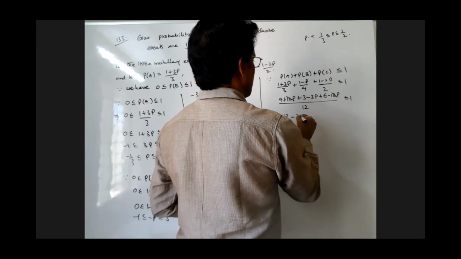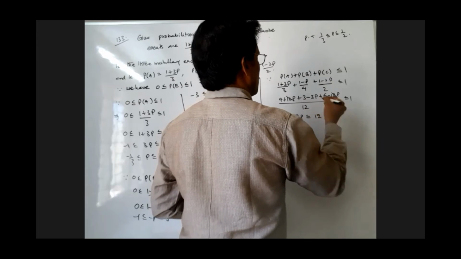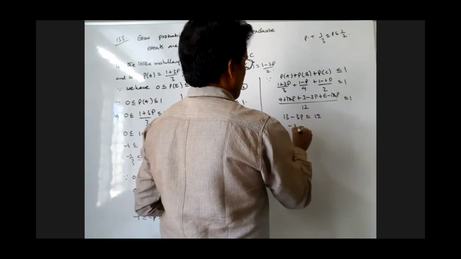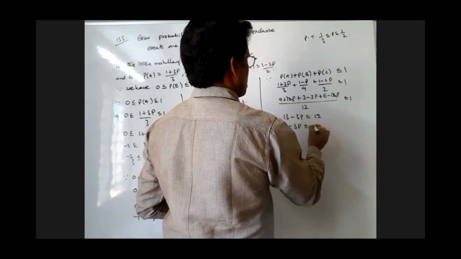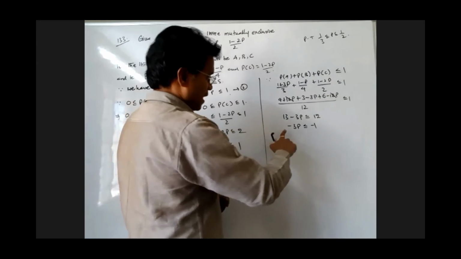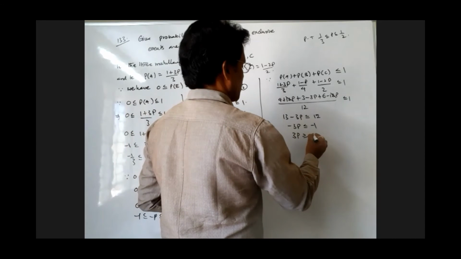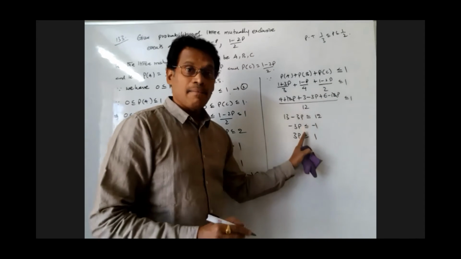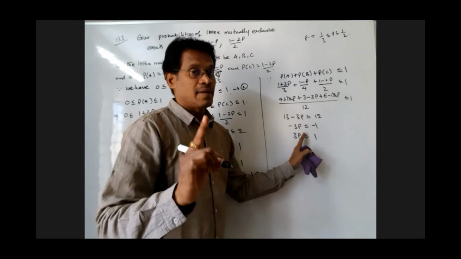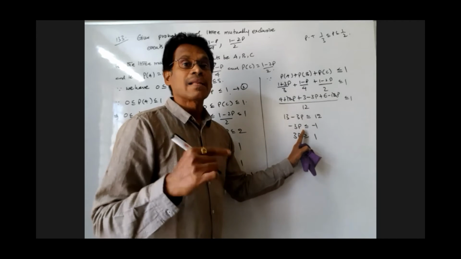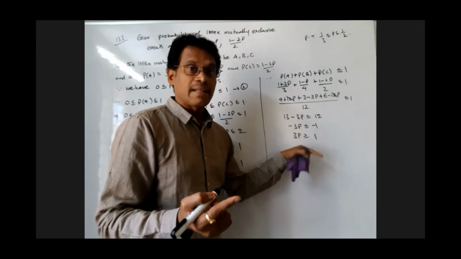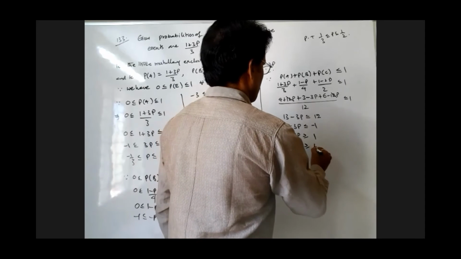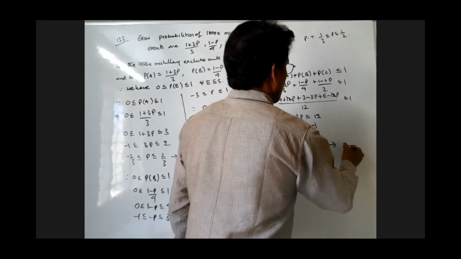13 minus 3p is less than or equal to 12. Now sending 13 to the other side, minus 3p is less than or equal to minus 1. Multiplying by the minus sign, 3p is greater than or equal to 1. When you multiply by a minus, I think all of you know, remember that the order changes. Less than becomes greater than, and greater than becomes less than. Therefore p is greater than or equal to 1 by 3. This is the fourth inequality we got.